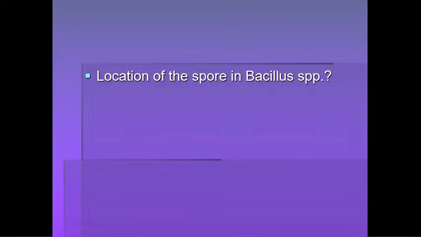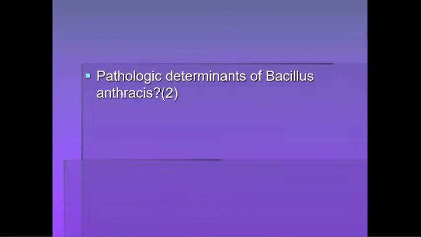All right, now the location of the spore is also one thing that you need to take into consideration when speciating Bacillus species, because Bacillus species have a centrally located spore, as opposed to Clostridium, which can be terminal or subterminal depending on whether or not it's Clostridium tetani. Okay, now the pathologic determinants of Bacillus anthracis include two: the capsule and the anthrax toxin.